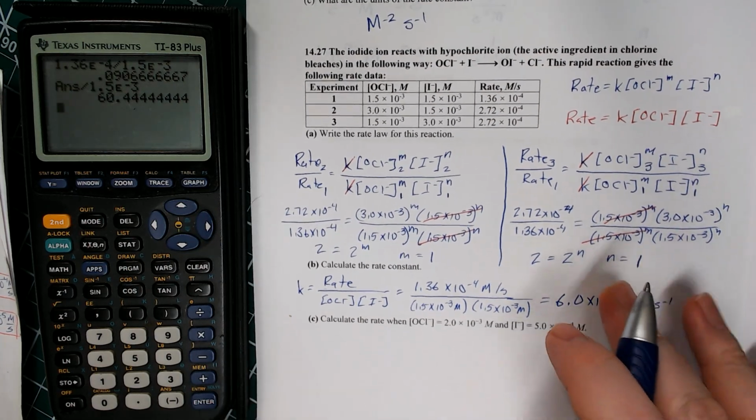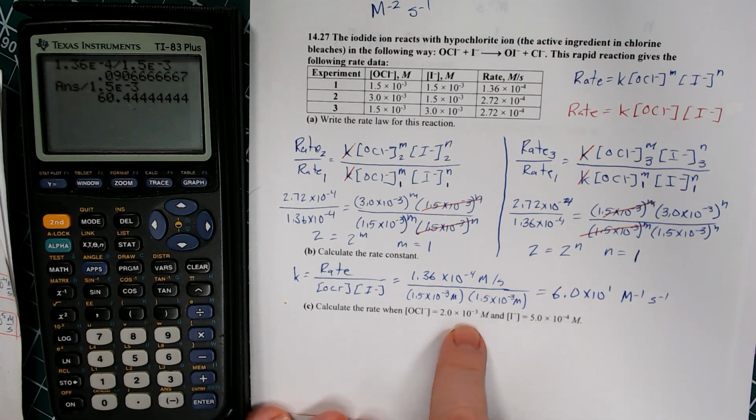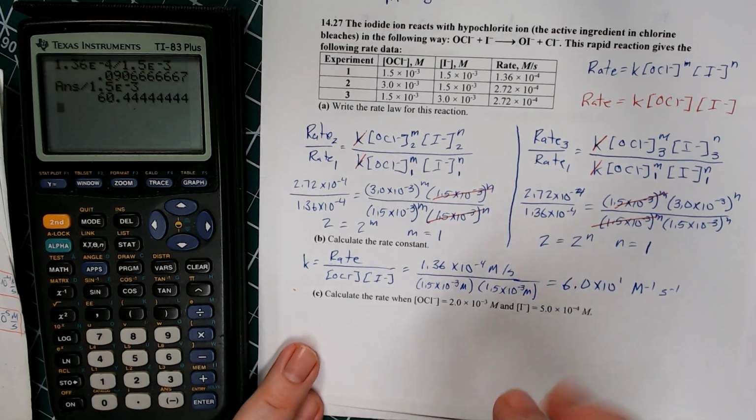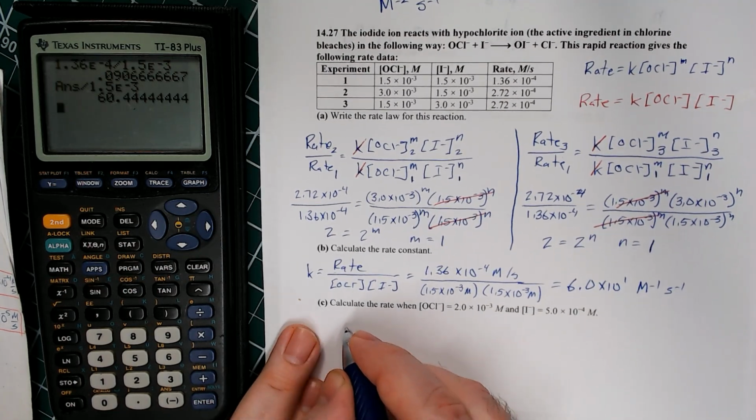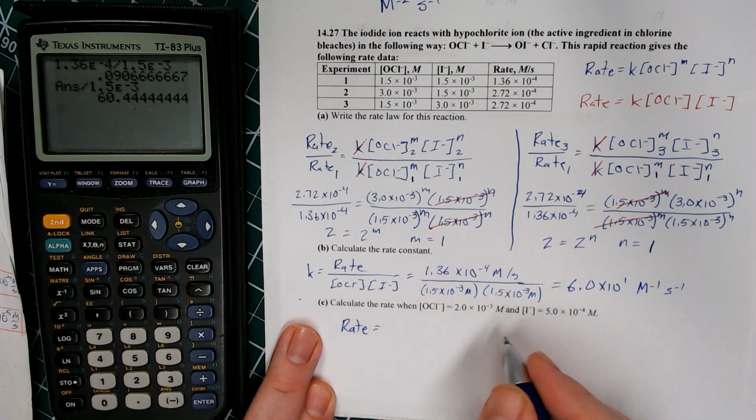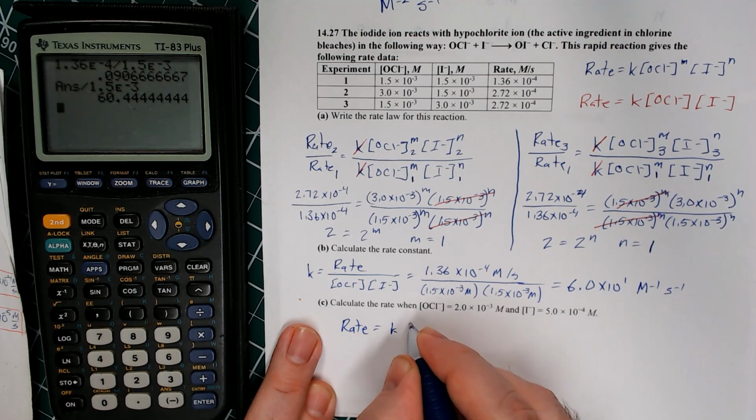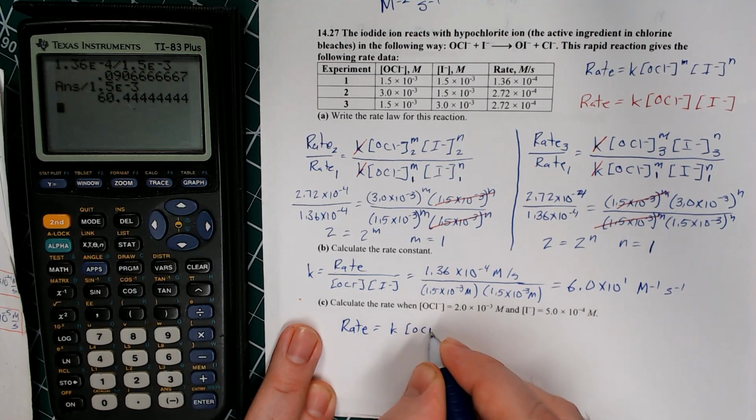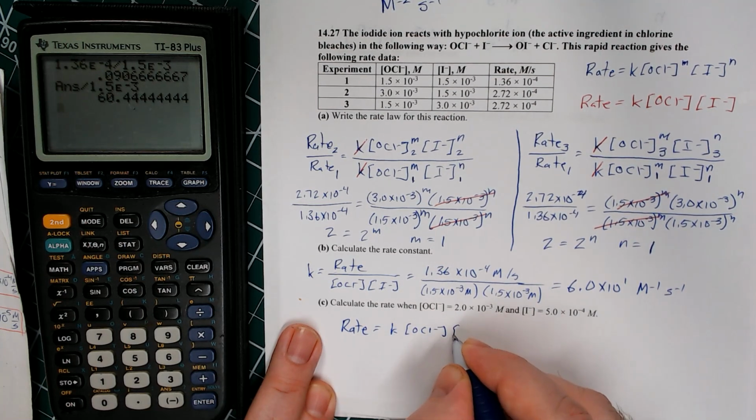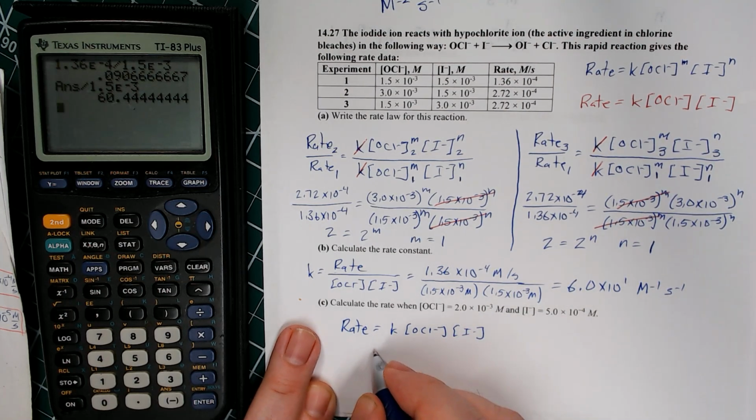All right, so now that we've got the rate constant, we want to calculate what the rate is for some concentration that we haven't done yet. So all we have to do is put in the values. The rate is equal to our rate constant K, and I'll go ahead and rewrite this: rate constant times concentration of OCl minus times concentration of iodide, and those are both to the first power.